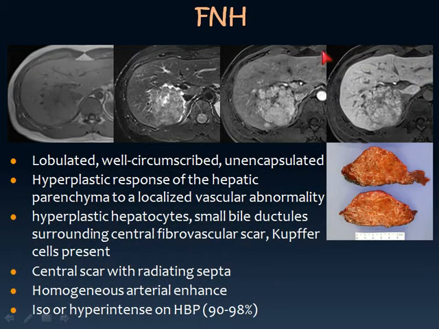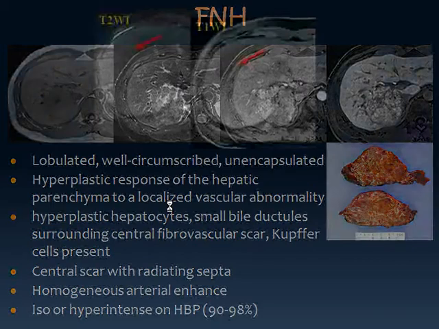FNH is a lobulated, well-circumscribed hepatic lesion, and it is considered to be the hyperplastic response of the hepatic parenchyma to a localized vascular abnormality. It consists of hypervascular, hyperplastic hepatocytes and malformed bile ductules surrounding a central scar. Arterial images show homogeneous enhancement, and an important finding is on hepatobiliary phase images. Most of the FNH show iso or hyperintensity on hepatobiliary phase images.